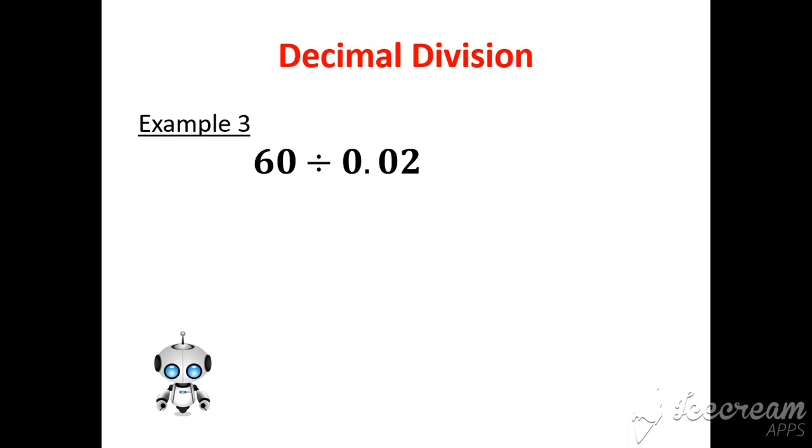All right, our third and last example, 60 divided by 0.02. So let's start with this decimal point and move it once, twice to get it to 002, which is just 2. But if I move the decimal point to the right twice, I've got to go back to my 60, there's my decimal point at the end, and move it once, twice, and fill up the spaces with zeros to make it 6,000.